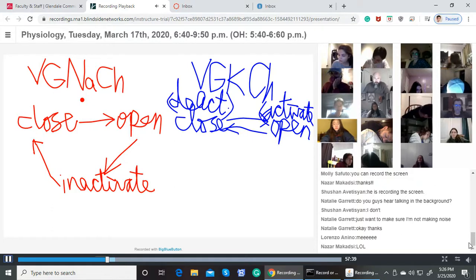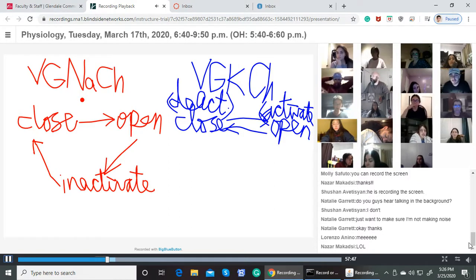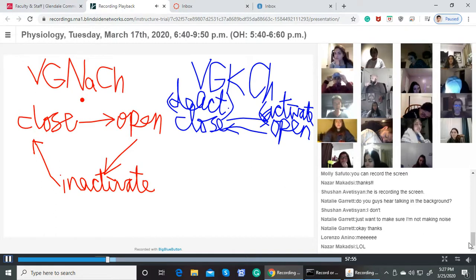Okay, that makes our life more complicated as a student. When you have to take an exam, you have to understand the differences. What is inactivate? Well, open and close, very simple. Open, ion can go through. Close, ion cannot go through. What about inactivate? Inactivate is basically the channel is open, but ion cannot go through.